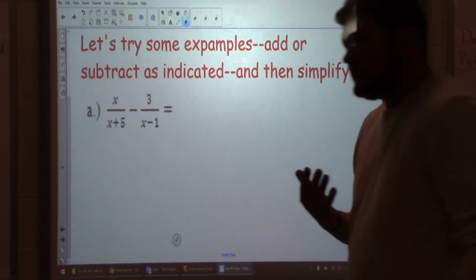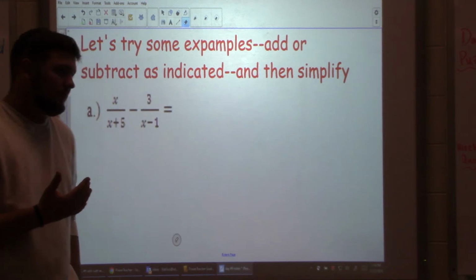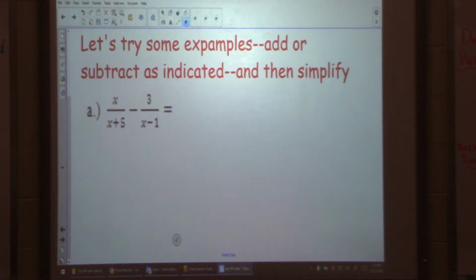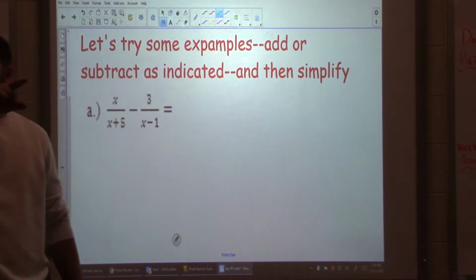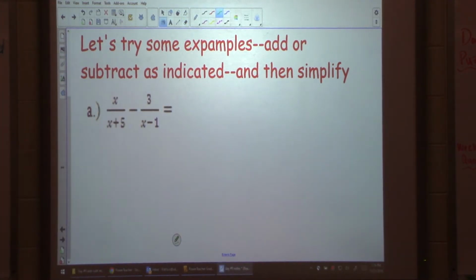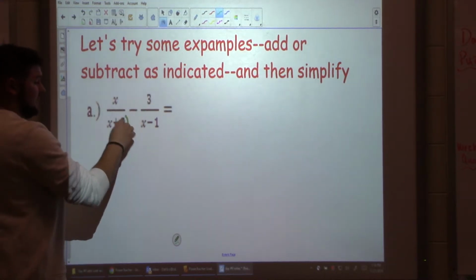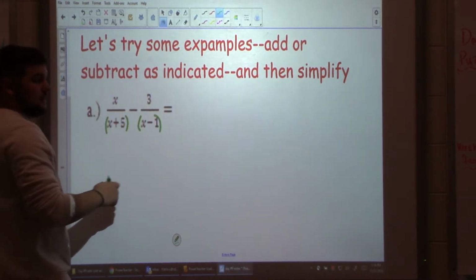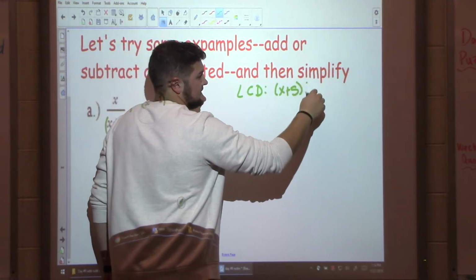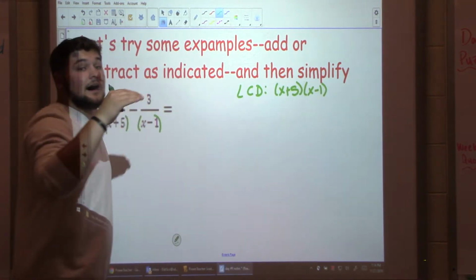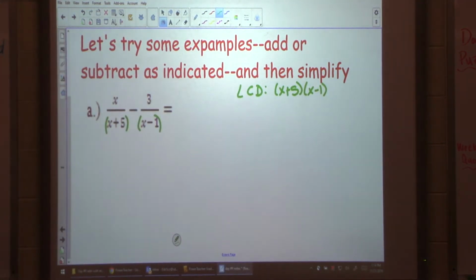Foil? What do you mean by foil? Foil them on each other. Oh, that's a good idea. Okay, we're not actually going to foil, but we are going to multiply them by each other. Our least common denominator for this problem, I have x plus 5, I have x minus 1. I'm going to multiply those together: x plus 5 times x minus 1. However, I am not foiling that. I'm leaving it simplified because when I do the addition and subtraction, I might be able to simplify things at the end and I don't want to factor it again.